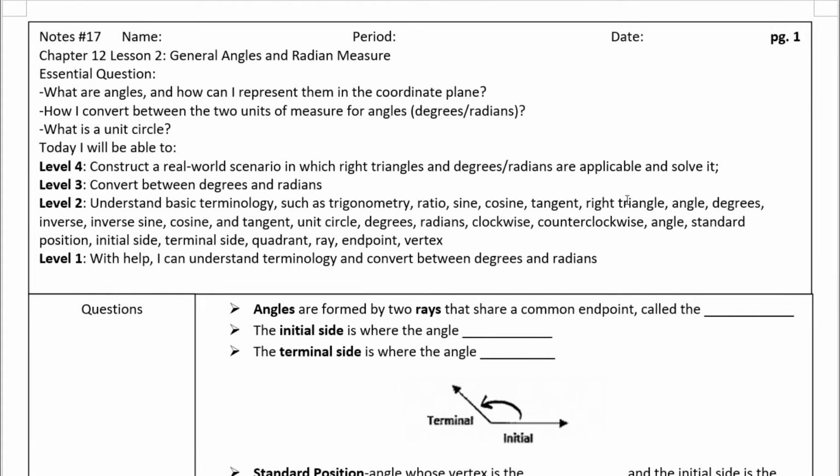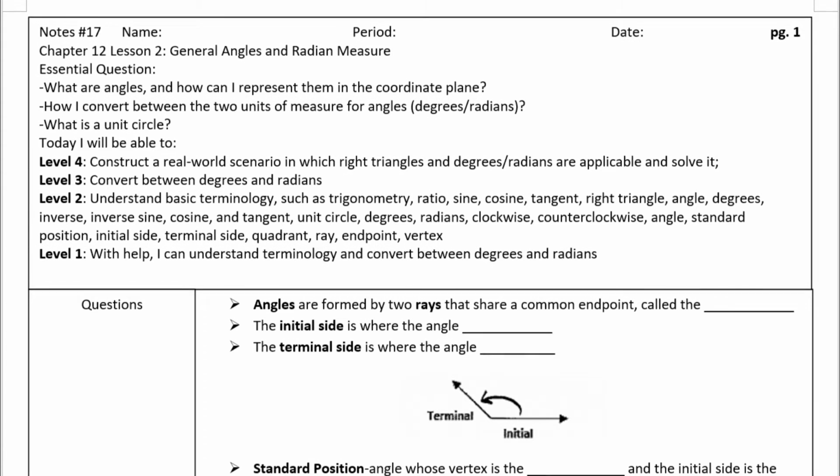Hello class, welcome. Today we're going to be looking at the second lesson in the series of chapter 12 on trigonometry. We're going to focus on angles in this lesson: different measurements of angles and how to convert between the two measurements, degrees and radians. Then we're going to briefly discuss the unit circle.